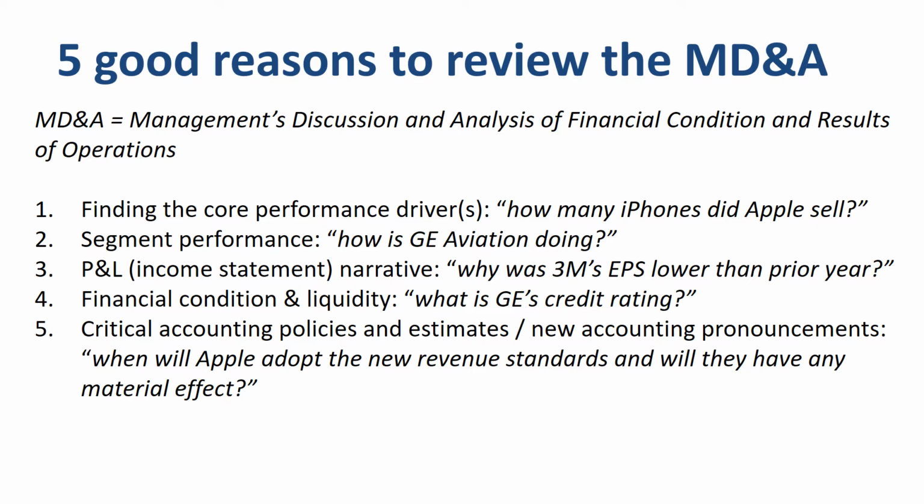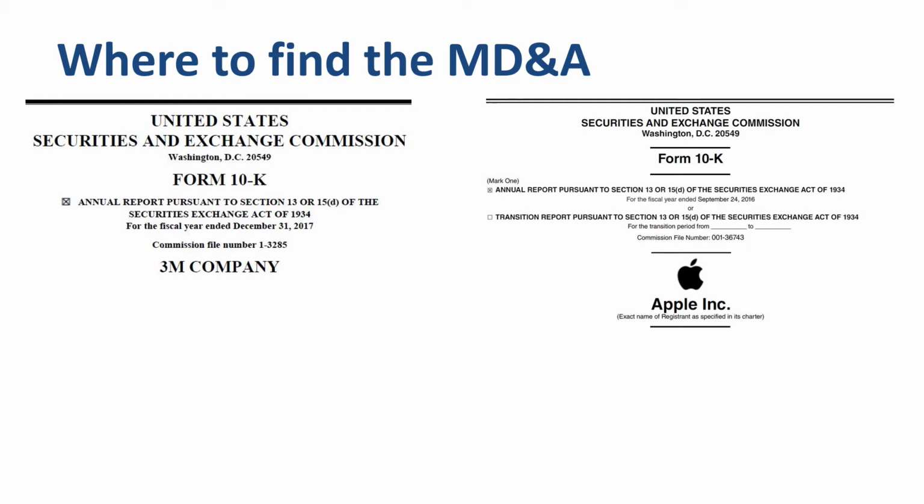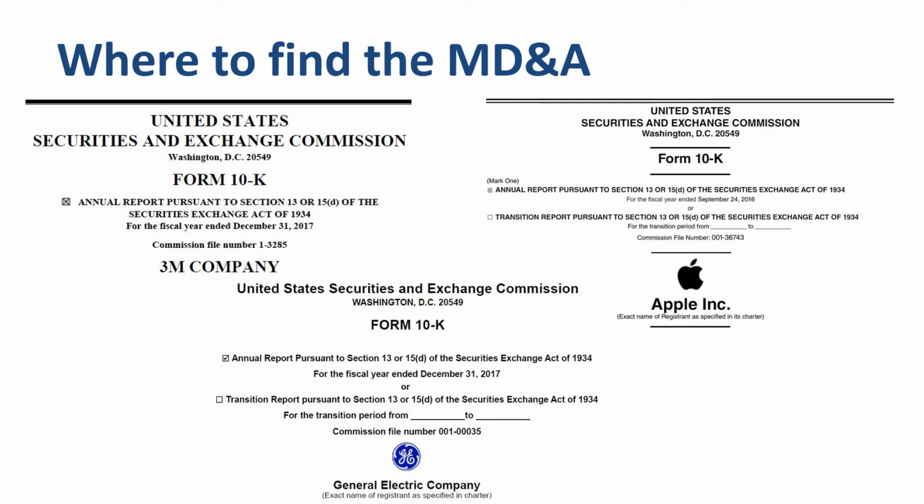Let's dive into each of these 5 reasons and the related example question that I posed. Let me provide a little bit of context before we jump in. Where do you find the MD&A? For US listed companies, it is part of a company's annual report 10K filing to the SEC. I have downloaded the 10Ks of 3M, Apple and General Electric and suggest you do the same to follow along and possibly find other information that could be of use to you.